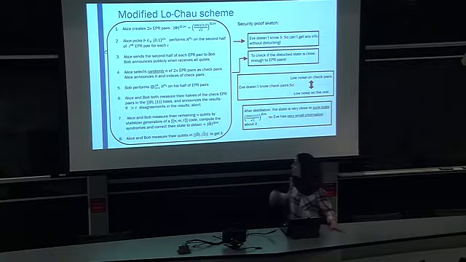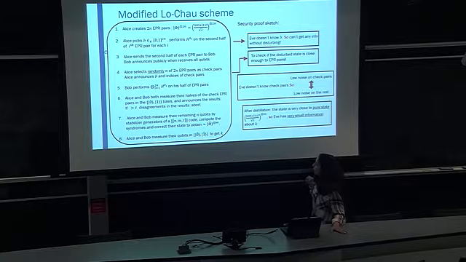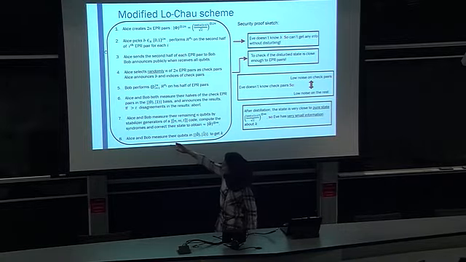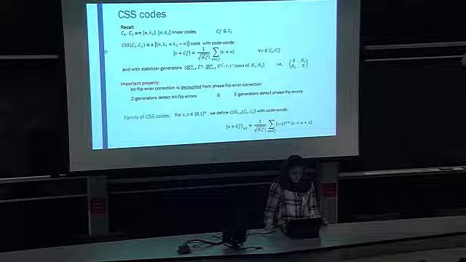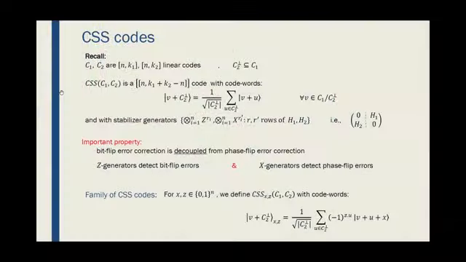Now, in order to reduce it to the BB84 protocol, we need Alice and Bob to use a CSS code. And so let's first recap the definition of a CSS code quickly.